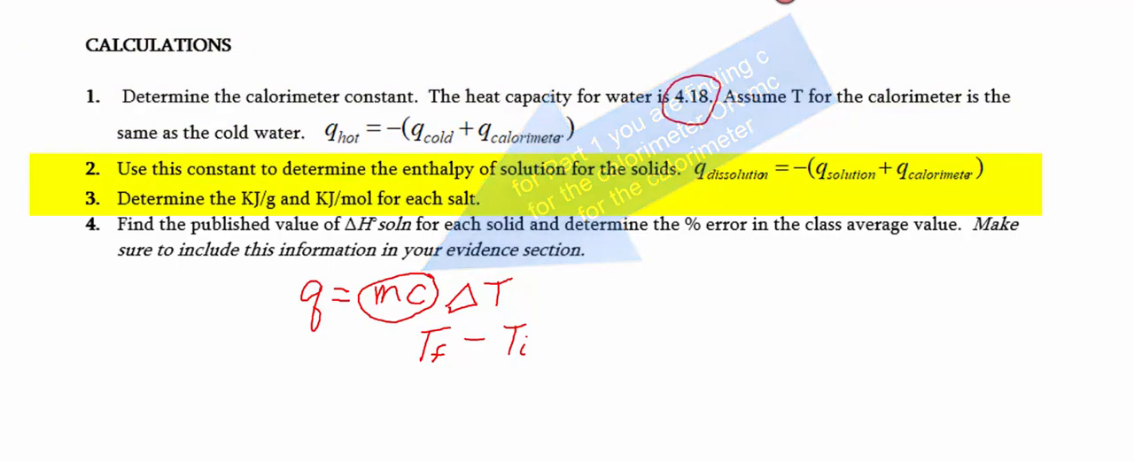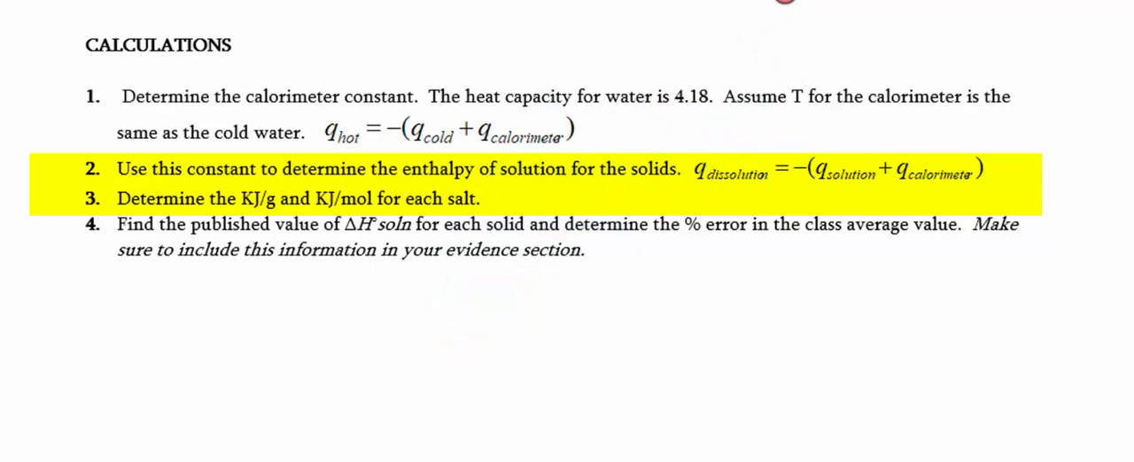So let's talk about part 2 now. In part 2, you measured the change in heat for your salt when you added it to the water. And for part 2, you're going to use numbers 2 and 3.